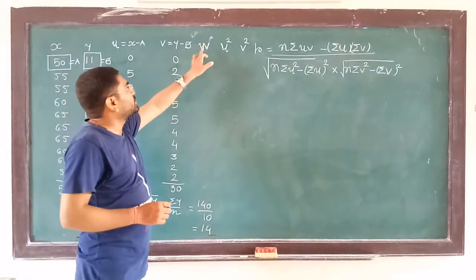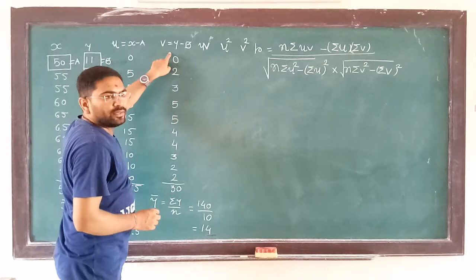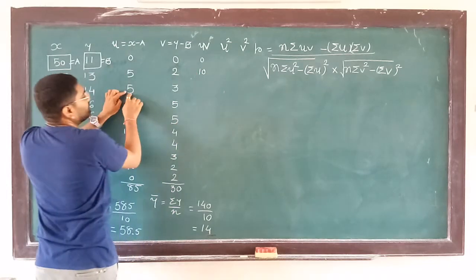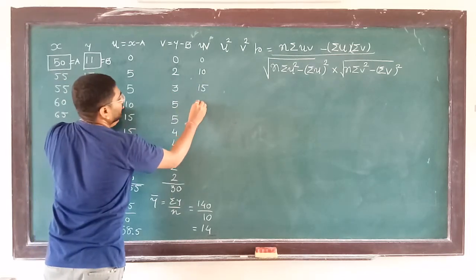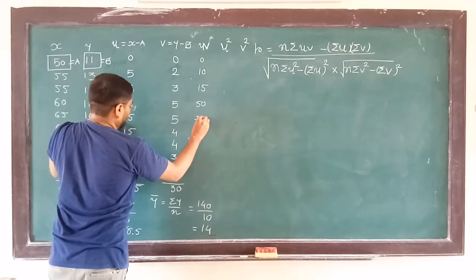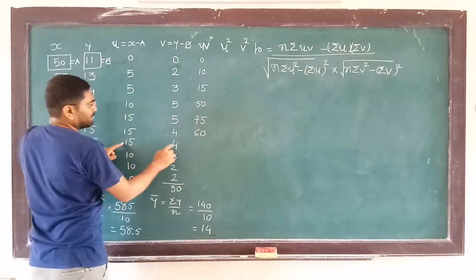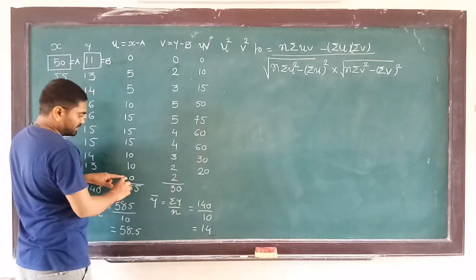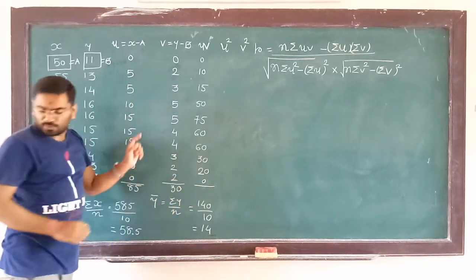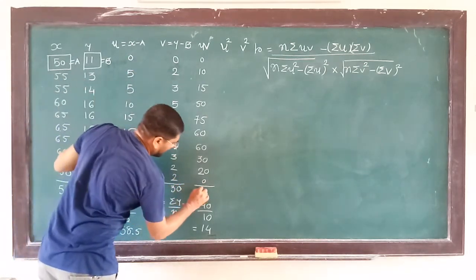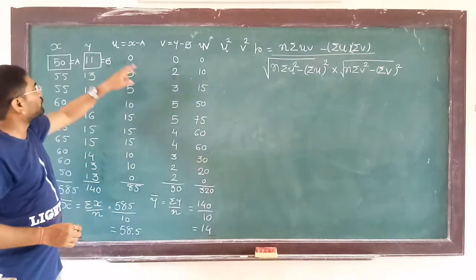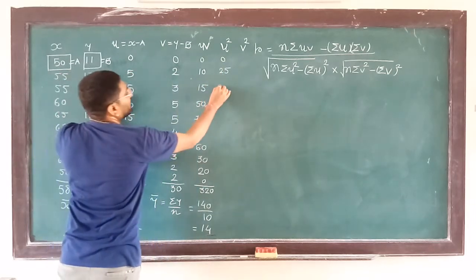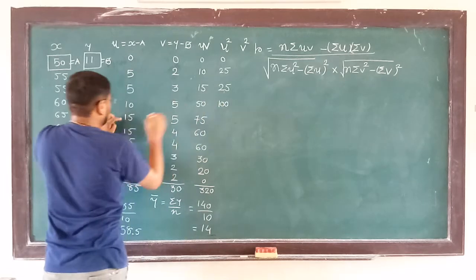Now the fifth column is U into V, meaning U and V multiplied. 0 into 0 is equal to 0. 5 multiplied by 2 is 10, 5 multiplied by 3 is 15, 10 multiplied by 5 is 50, 15 multiplied by 5 is 75, 15 multiplied by 4 is 60, 15 multiplied by 4 is 60, 10 multiplied by 3 is 30, 10 multiplied by 2 is 20, and 0 multiplied by 0 is 0. The total of UV is equal to 320.